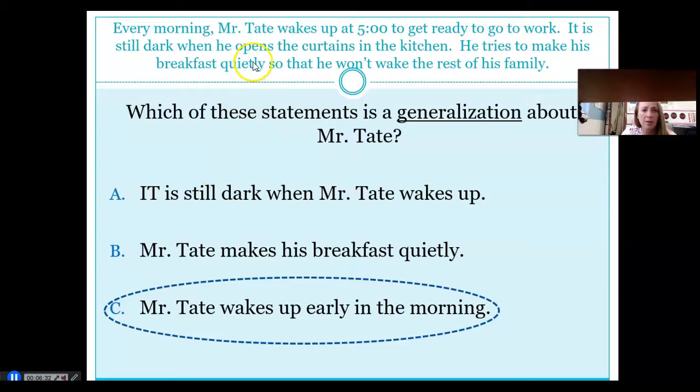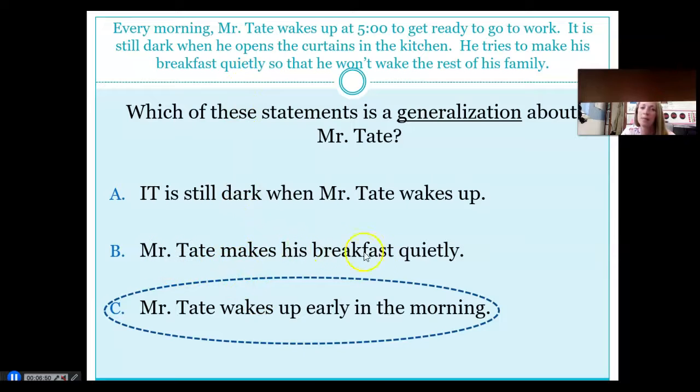Was the whole thing about it still being dark out? Well, no, it says he woke up at 5. That's not about being dark. He opened the curtains. That's not about being dark. He tries to make his breakfast quietly. Is that about being dark? No, it's about him waking up early.